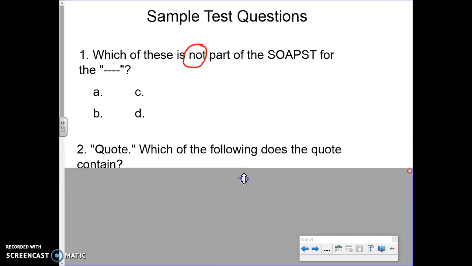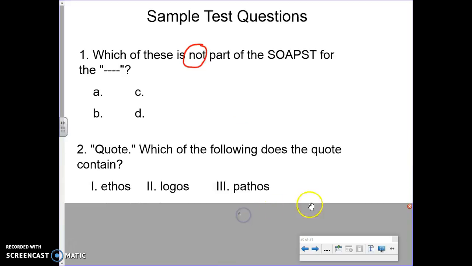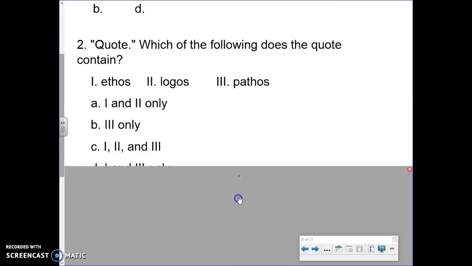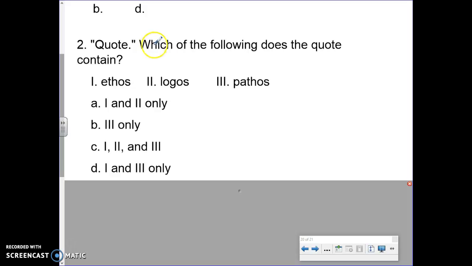Okay, the next one, this is my favorite style of question, where I give you a quote, and in the quote, I ask you which of the following does the quote contain? And I'm going to ask you specifically with ethos, logos, and pathos. And I'm going to put a couple of these in the multiple choice. So the quote will actually be on the test. You won't need your book for it. And then I'm going to ask you, looking at the quote, to pick out the ethos, logos, pathos. And then you will have options.